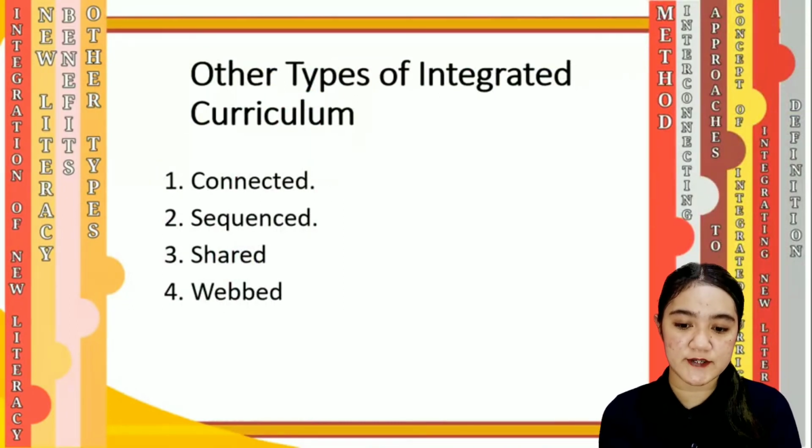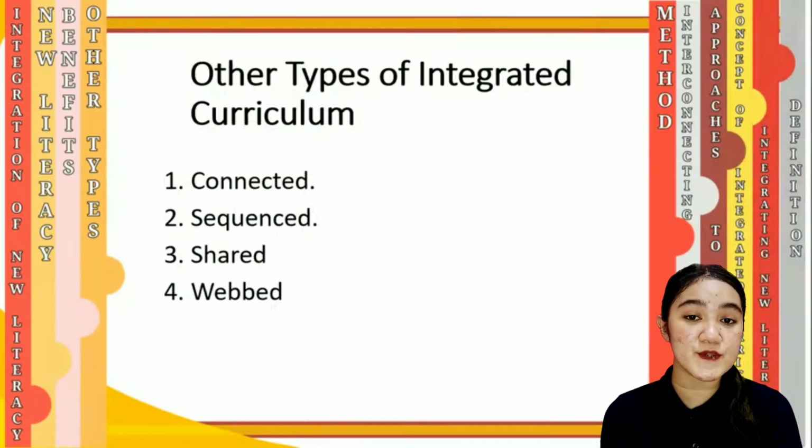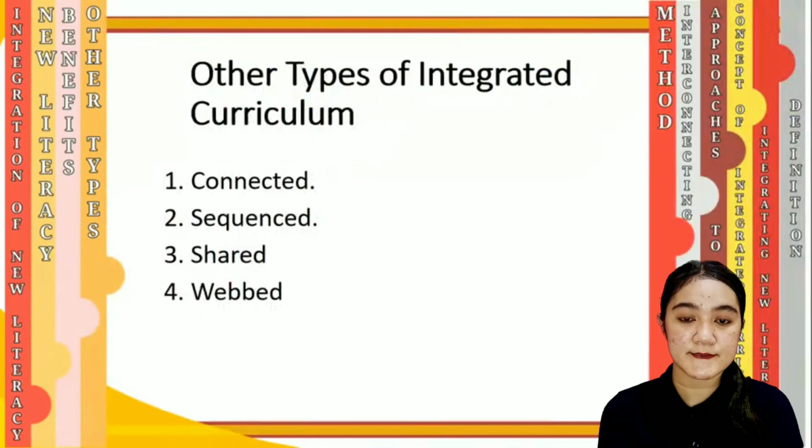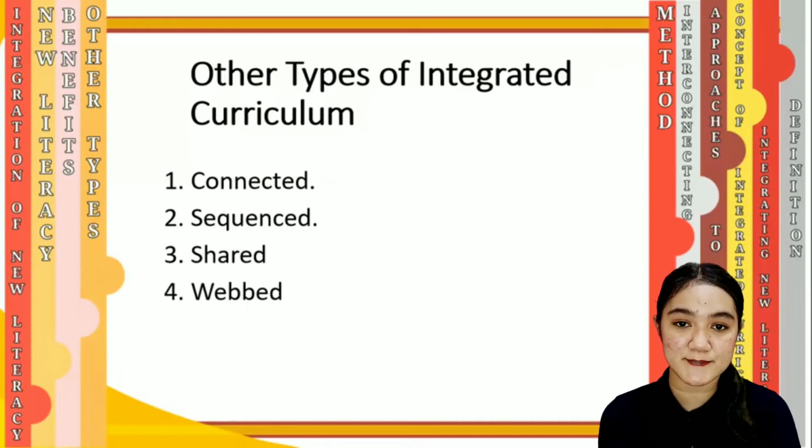Third is the shared. This is when teachers use their planning to create an integrated unit between two disciplines. Although in some ways, this method of integration requires a lot of communication and collaboration between two teachers. The last one is the webbed. This reflects when a teacher plans to base the subject areas around a central theme that will help students see the connection within different subjects.